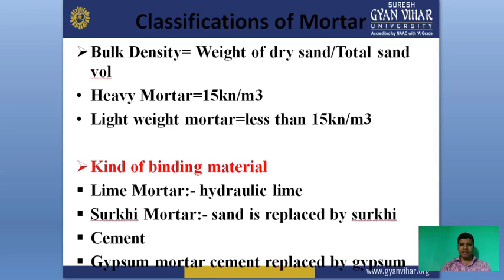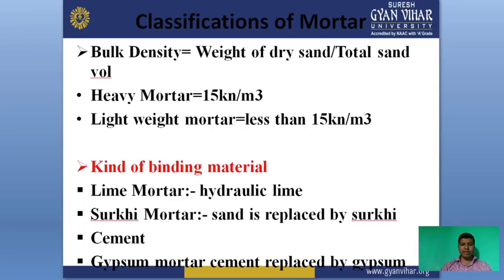Now, what are the classifications of mortar? Mortar classifications are as follows. What is bulk density? The formula of bulk density is the weight of dry sand upon the total volume of sand. And heavy mortar has a strength of 15 kilonewton per meter cube, and lightweight mortar is when its strength is less than 15 kilonewton per meter cube.